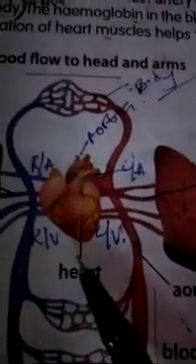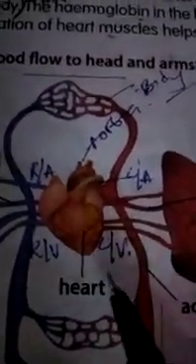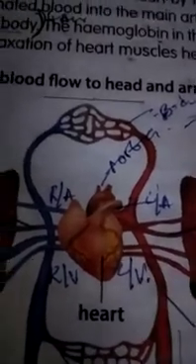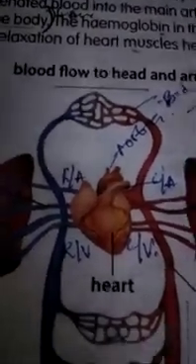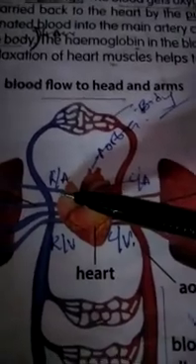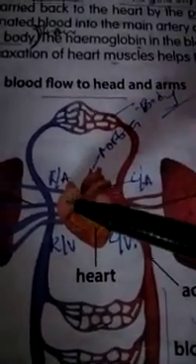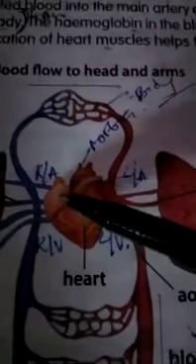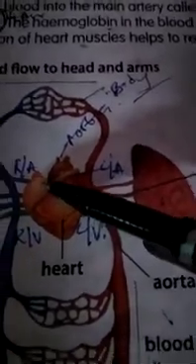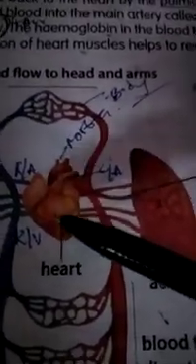From there, blood enters into the right auricle, also called the right atrium. Here you can see the right auricle. The impure, deoxygenated blood first enters into the right auricle. From the right auricle, it enters into the right ventricle.